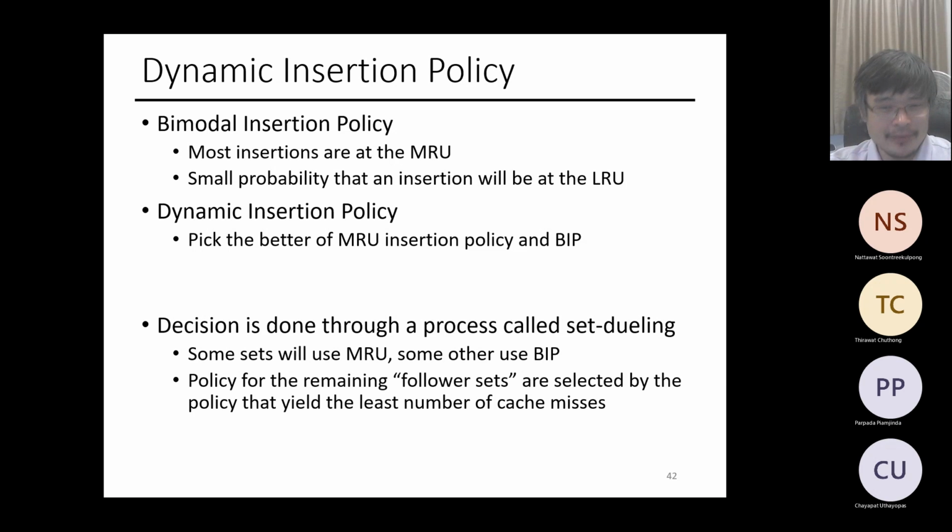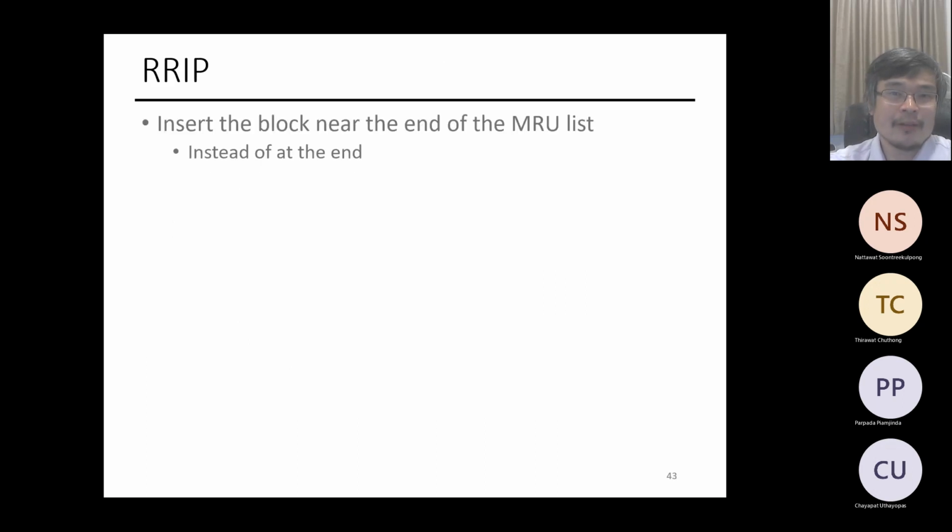Some sets will use MRU, some sets will use BIP, and then the policy for every other set will follow whoever wins, follow whoever has the least number of cache misses. So that's also possible. Think about it, right? You build something complex in the hardware, but the policy is actually pretty simple to implement. You have the leader sets and you have the followers, and the follower sets just use the better of the two, right?